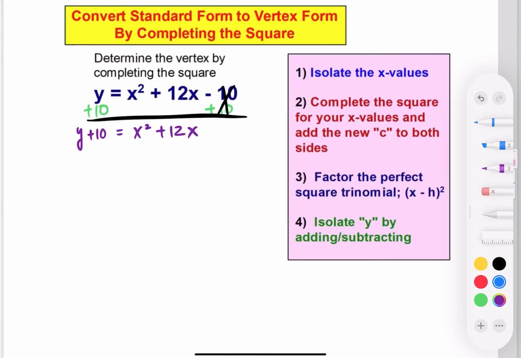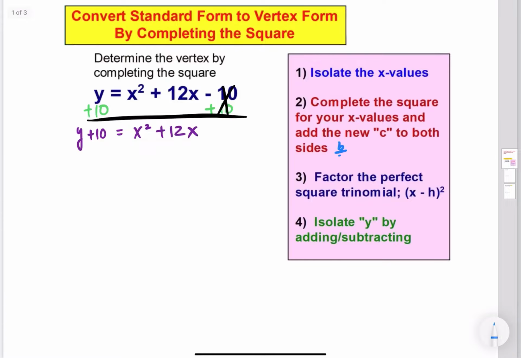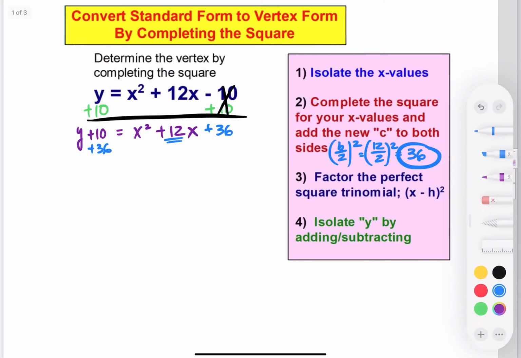In order to do that, we have to remember our rule for completing the square, and that's b over 2 squared. Well, our b value in this case is that 12. So that means we're going to do 12 divided by 2, and we're going to square it. Well, 12 divided by 2 is 6, and 6 squared is 36. So we're going to take that 36 and add it to both sides. What we do on one side, we have to do to the other. So I'm going to add it to both sides.